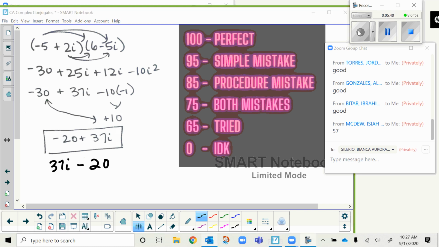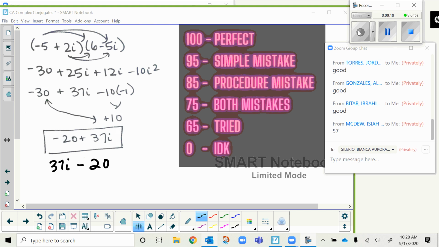So it's a 100 if your answer is just like mine, either written the way I boxed it or the second way, 37i minus 20. It's a 95 if you made a simple math mistake, like you added wrong. It's an 85 if you did the i squared equals -1 part wrong. I do not consider that a simple mistake. That is a procedure mistake. So if you left i squared in your answer, that's at least an 85.